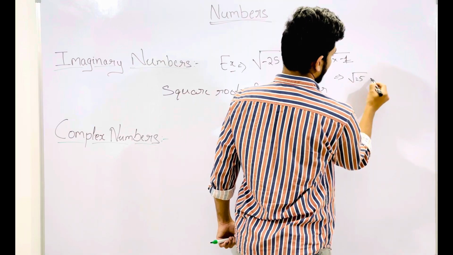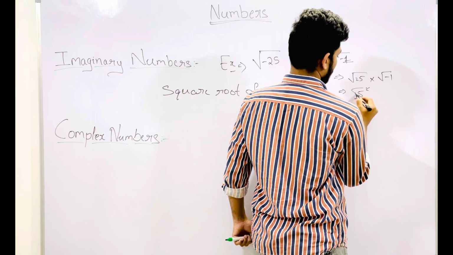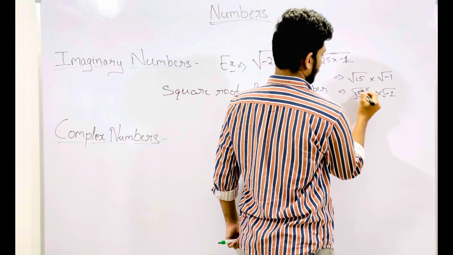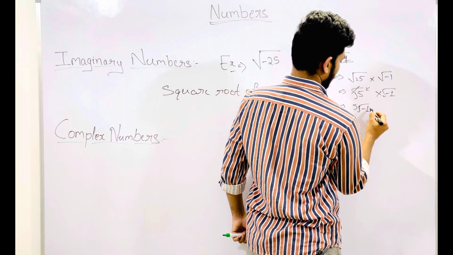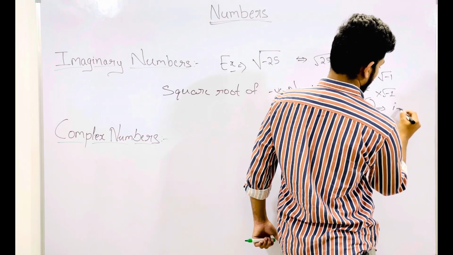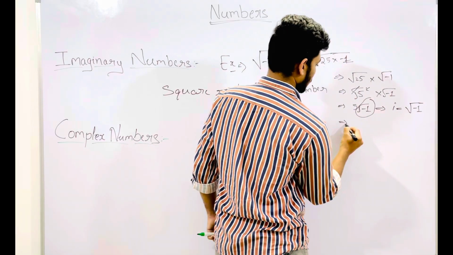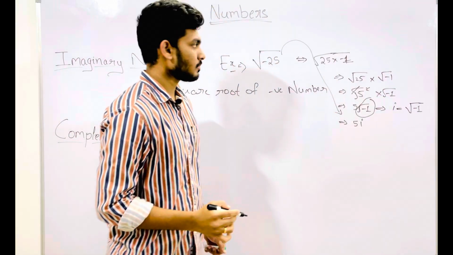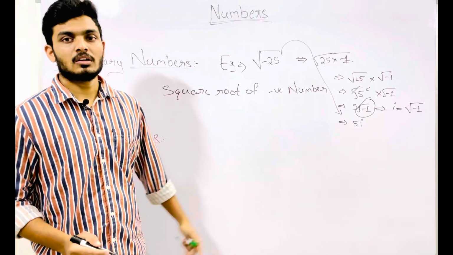Finally, when I simplify, this can be written as root 25 into root over minus 1, and this can be written as root of 5 square into root over minus 1. Square and root will cancel, and this will be 5 root over minus 1, and this part can be written as i, where i is equal to root over minus 1. So finally it comes to 5i. Clear?